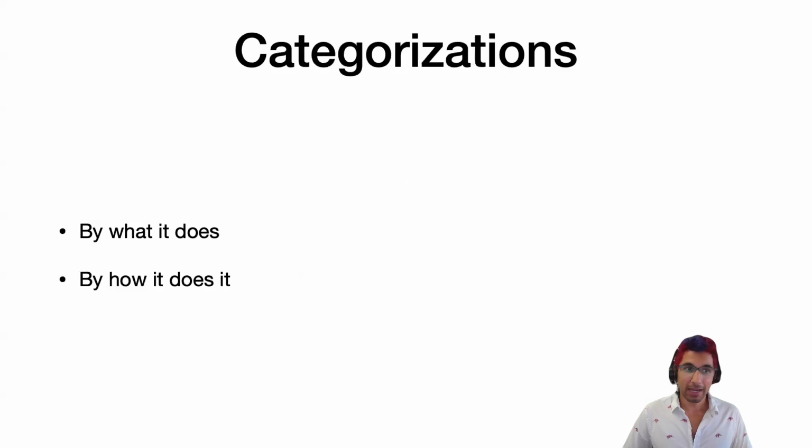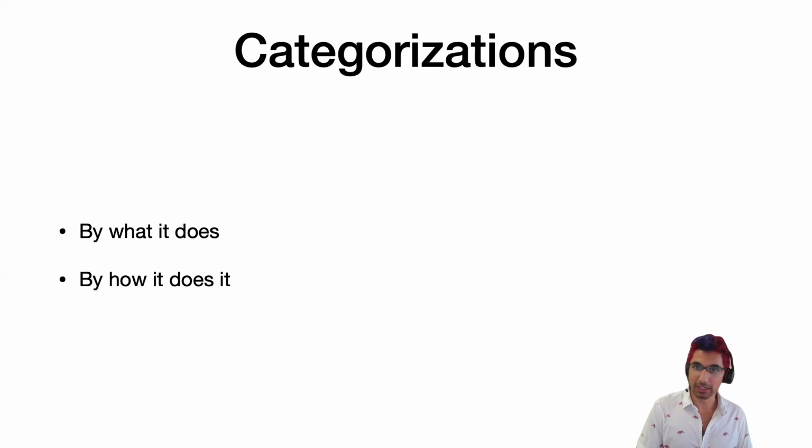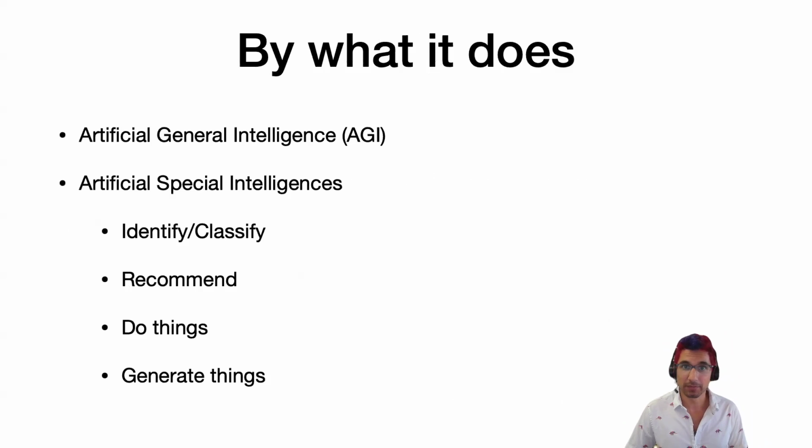Okay, now that we have defined artificial intelligence, we can start to categorize the different types. And the categorizations that I think are the most useful are the categorizations either based on what it does or based on how it does it. Okay, so first, let's think about the categorization based on what it does.